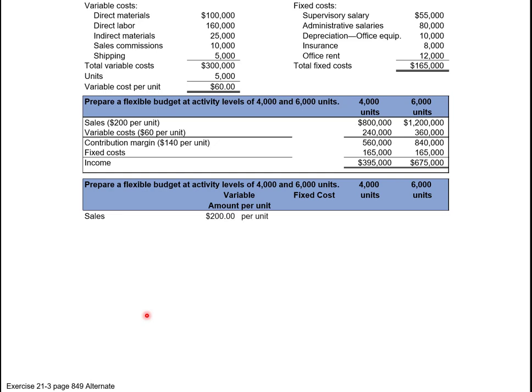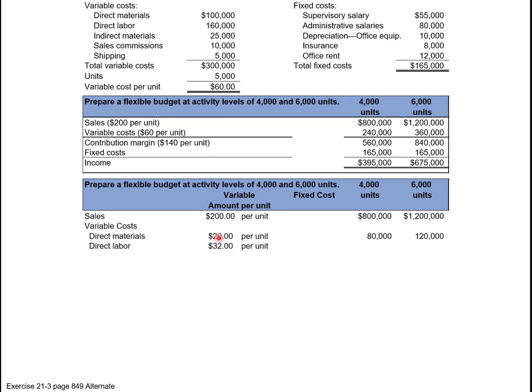Now we want to look at this in a little more detail. So we want to look at each item individually and what the cost is. For all the variable cost, we need to take the total. Direct materials total is 100,000 and divide by the 5,000 units. So 100,000 divided by 5,000 is 20. Then to get the amount for 4,000 units, we take 4,000 times 20. For 6,000, 6,000 times 20.